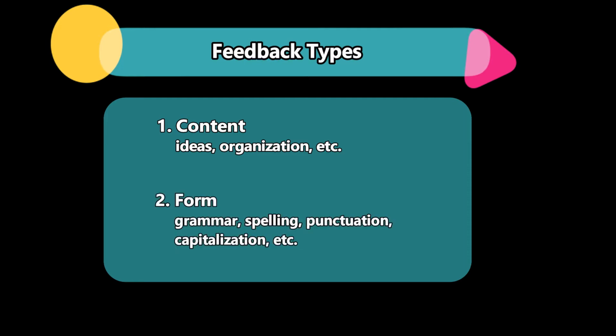We're going to talk about two main types of writing feedback. Feedback on content, which would be things like ideas and organization, and feedback on form, which would be things like grammar, spelling, punctuation, and capitalization. There might be times when you only want to give feedback on content. This would be something like maybe some creative writing or journal writing assignments.